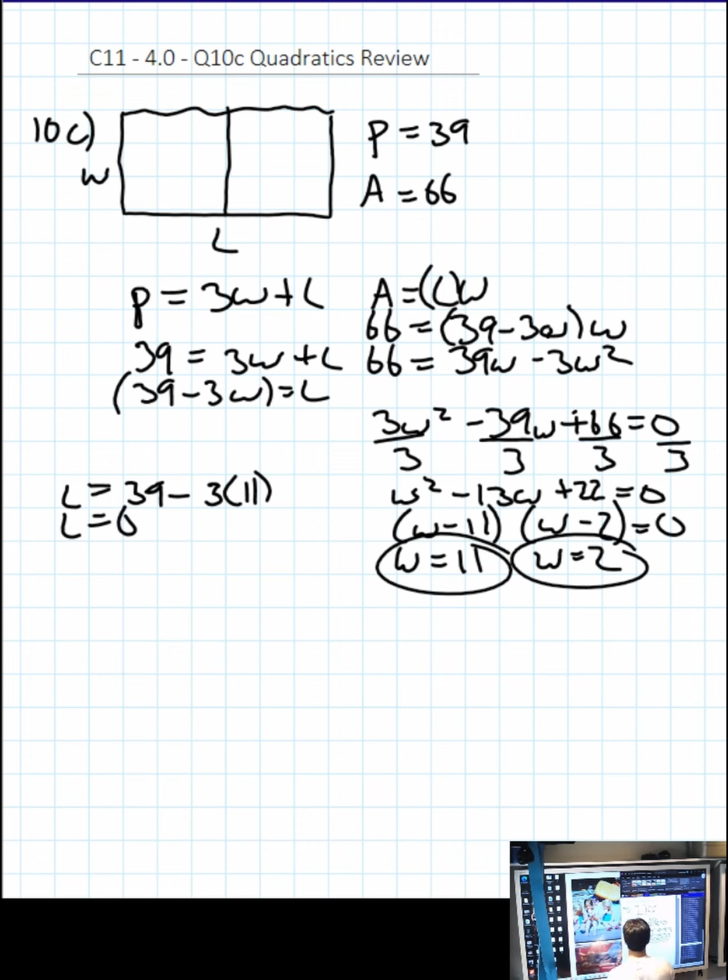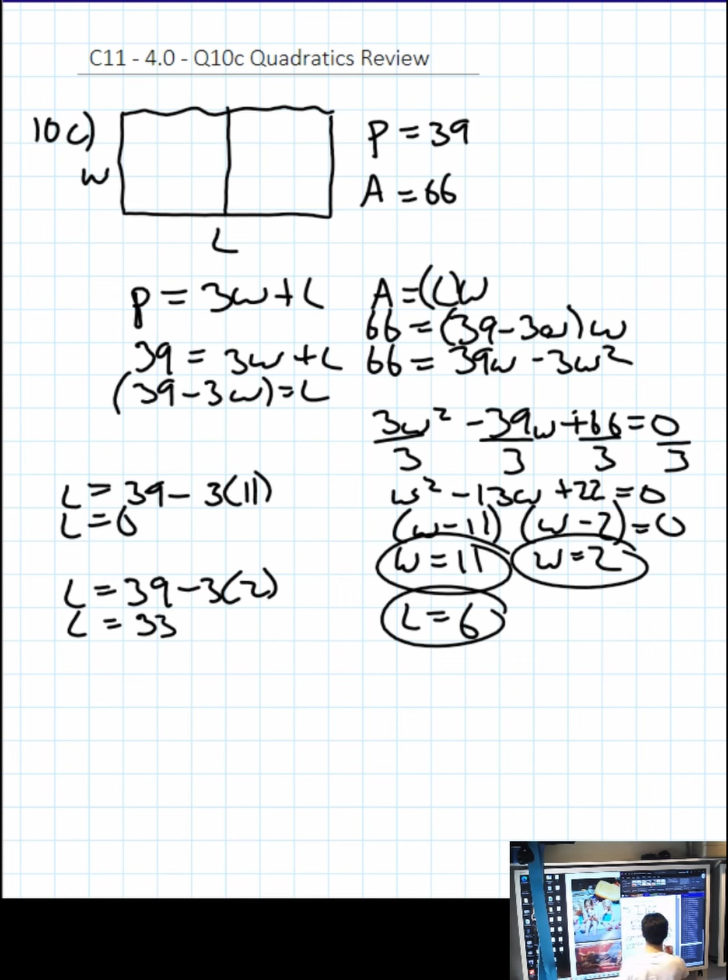Good. And then let's put L equals 6 below W equals 11. So below, off to the right, below W equals 11, let's say L equals 6. Circle your answer. Now let's use W equals 2. So back to the left, L equals 39 minus 3 times 2. And that's 39 minus 6, which is equal to 33. Circle your answer and put that below W equals 2. L equals 33. So either of these cases work.